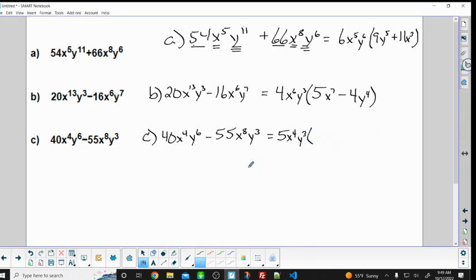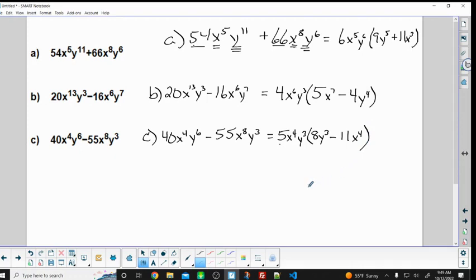Let's do the 5 out first. 40 divided by 5 is 8. x to the 4th divided by x to the 4th is just 1. y to the 6th divided by y to the 3rd is just y to the 3rd, where I subtract those exponents, 6 minus 3. Then we have minus 55 divided by 5, that's 11. Then x to the 8th divided by x to the 4th is x to the 4th. And y to the 3rd divided by y to the 3rd is just 1. Again, I'm not going to write that down.